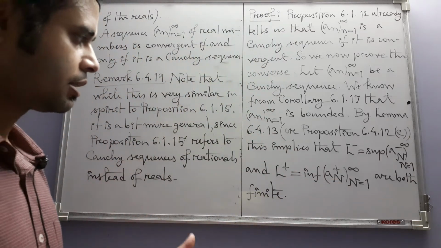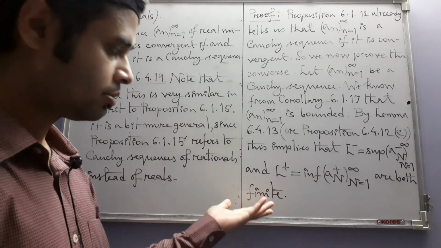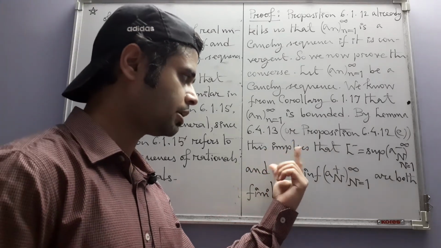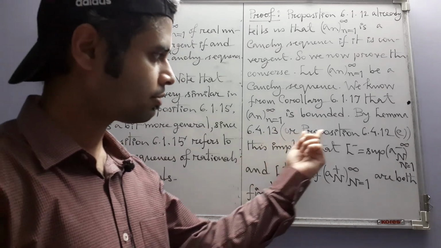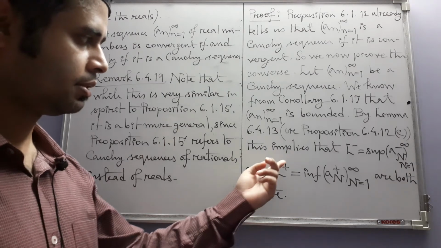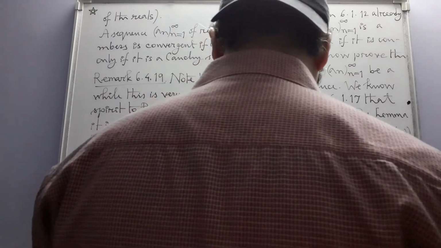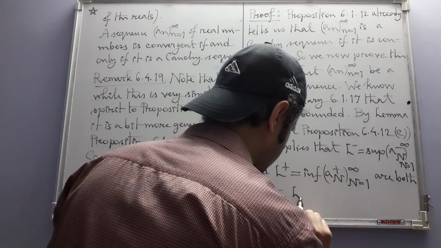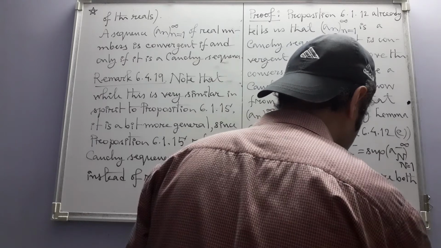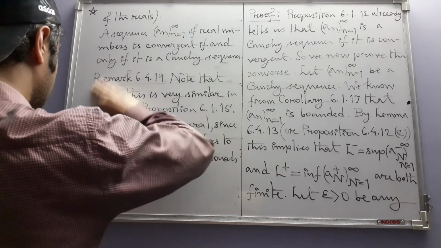Now our strategy is to prove that these two things are actually equal, because then we already have both of them real numbers, not infinite. If we can prove that they are equal, then by part F of proposition 6.4.12, the sequence will be convergent and it will have this common real number as limit. Okay, so that's what we now plan to do. We start by choosing epsilon. So let epsilon greater than 0 be any positive real number.